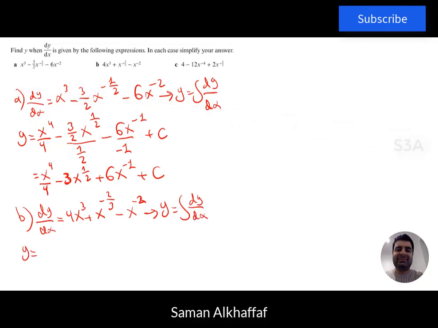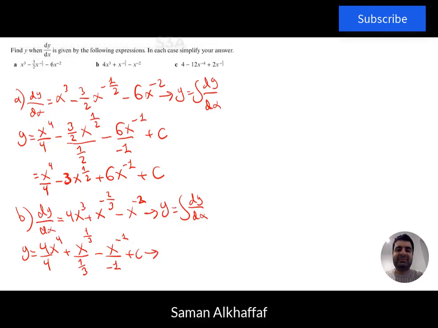So we'll start with y being 4x to the power 4 over 4 plus x to the power 2 over 3. So that will give us, in this scenario, taking away the 2 over 3, so that will give us a third, and divided by a third. And then we have, in this scenario, minus x to the power of minus 1 over minus 1 plus c.